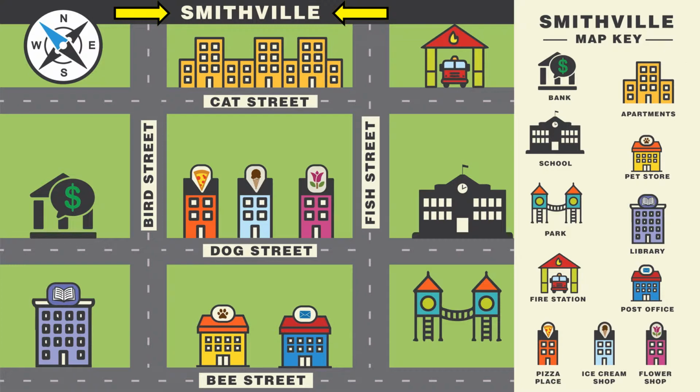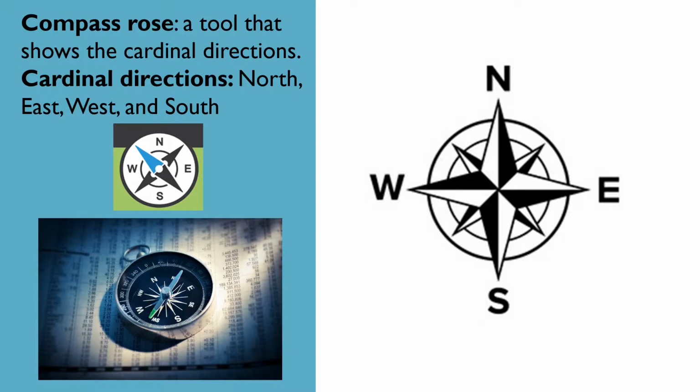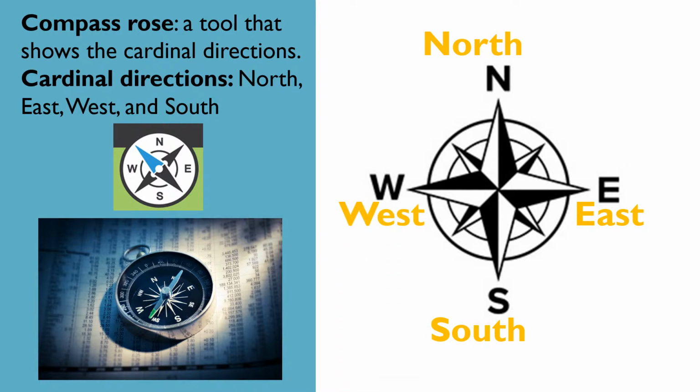Next, we need to learn about cardinal directions and what we use to identify them. Maps have a compass rose, which is a tool that shows us the cardinal directions. The cardinal directions are known as north, east, south, and west. In most maps, north is at the top of the map, east is to the right of the map, south is to the bottom of the map, and west is to the left of the map.